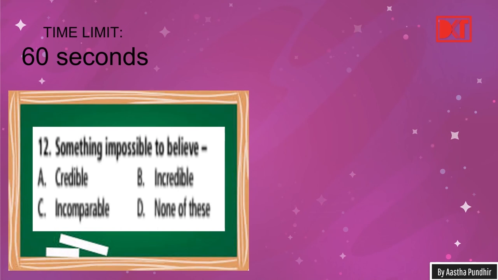Okay, next up we have the description: something impossible to believe. The options are credible, incredible and incomparable. Something that is impossible to believe would be called incredible. Incredible, you know, something that you're in awe of, something that you find extraordinary. Sorry, why am I making so many mistakes? So incredible would be something that you find extraordinary, something that you find almost impossible to believe. Credible would be its opposite. Incomparable, something that cannot be compared. Okay.